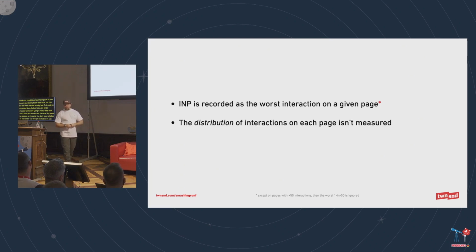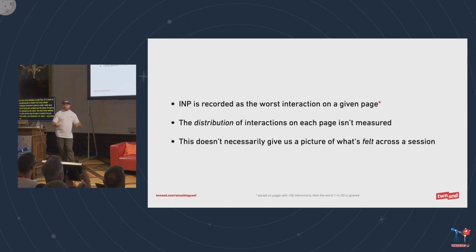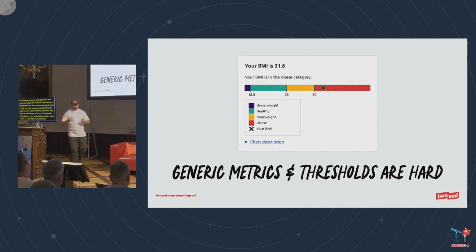So that's one issue. We're lacking the distribution of the interactions. And on top of this, it doesn't actually give us an accurate view across an entire session of what people are feeling. We could have one demographic who are on particularly slow phones, or maybe scenarios where you might have low battery, and they might be experiencing these really slow interactions on every single page view that they come across. Or it could be just evenly distributed, so everyone is equally likely to have this terrible experience. So ultimately, generic metrics and thresholds are really difficult.